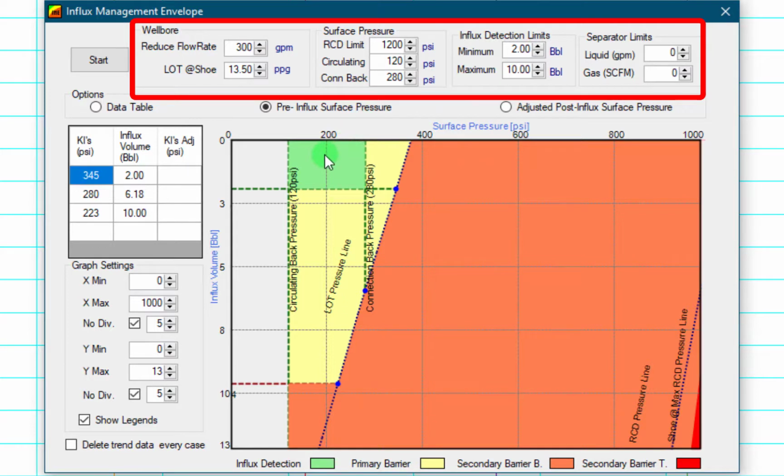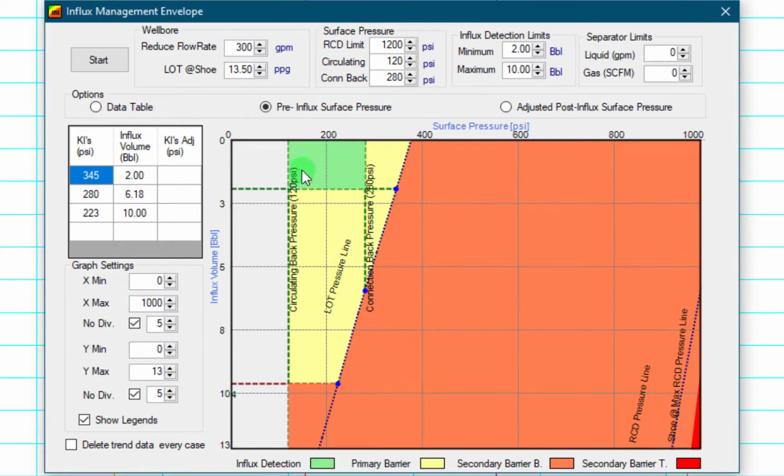So we incorporate this into the calculation, but we're not going to be considering any of the kicks that fall into this zone as important or difficult to handle. We can continue our operation without making any changes as long as the kick falls within this zone. Then we have the yellow zone, where we'll have to pick off bottom and continue circulating at whatever rate we had pre-selected, and we should be able to remove the kick without any changes to the system.